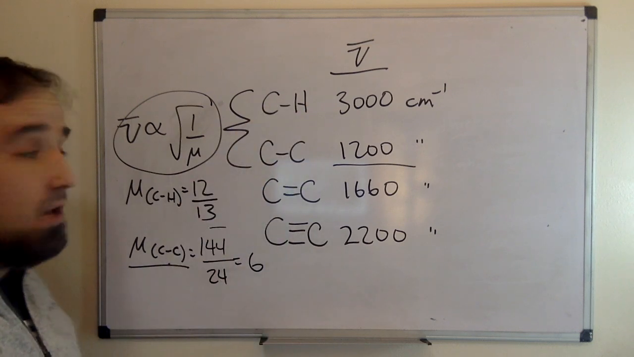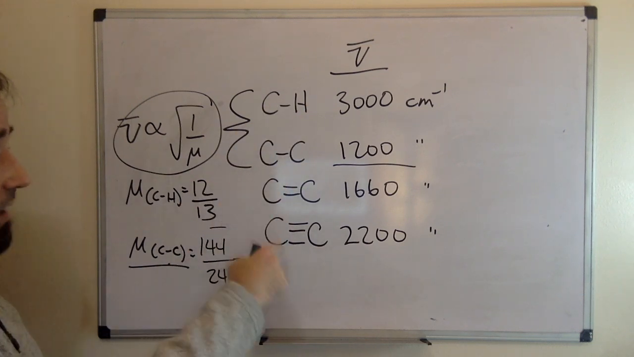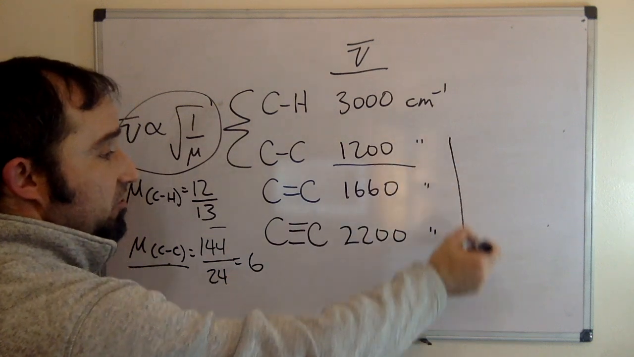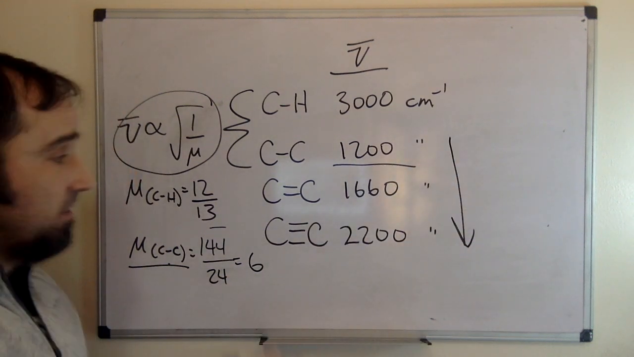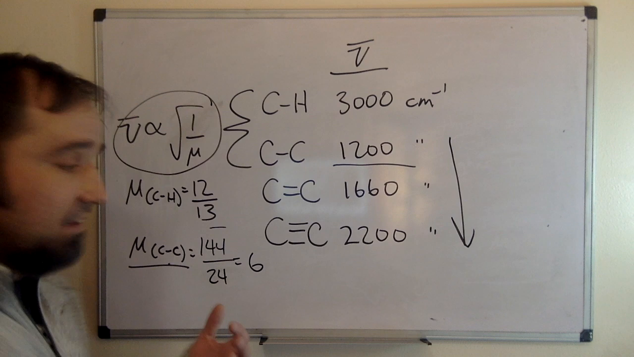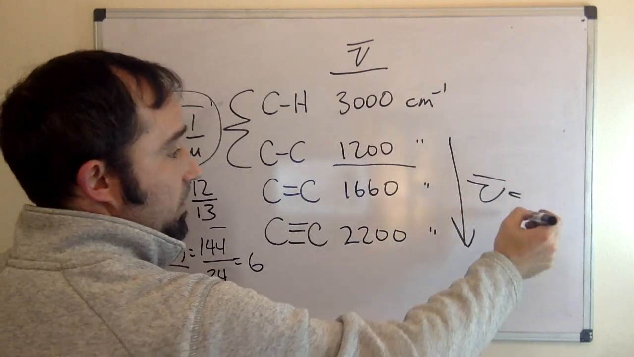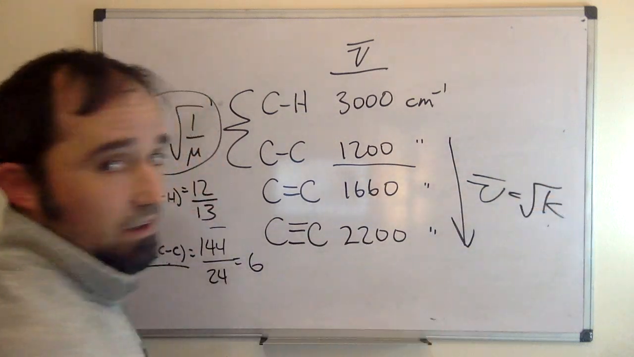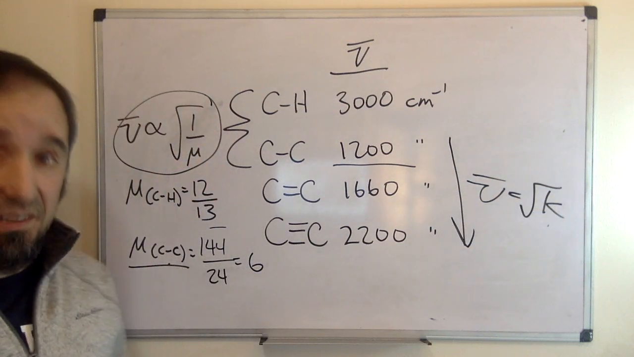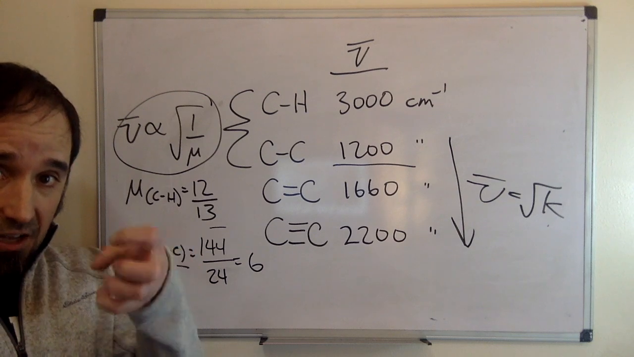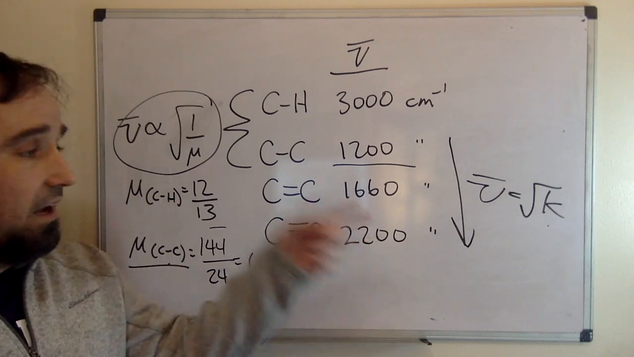The reduced mass of the CC is greater, and so the frequency of the CC is lower than the CH. But if we compare the single bond, triple bond, double bond here, you can notice that the stronger the bond gets, the higher the frequency gets. And so that's an example of our wave numbers being proportional to, in this case, the square root of the force constant. So how strong that bond is. The stronger the bond, the higher the frequency.